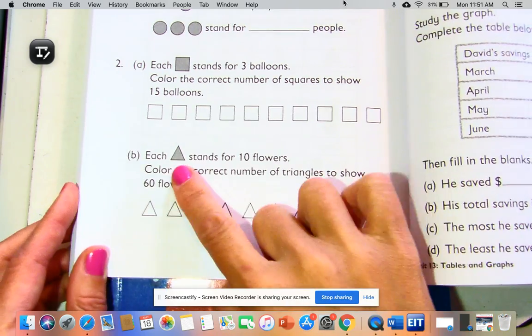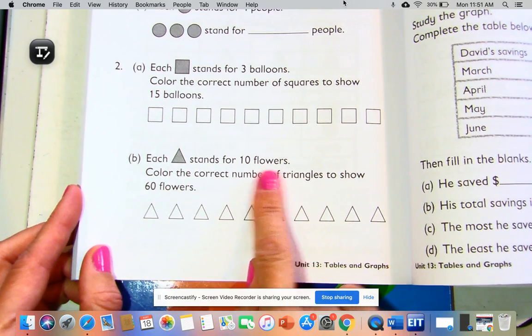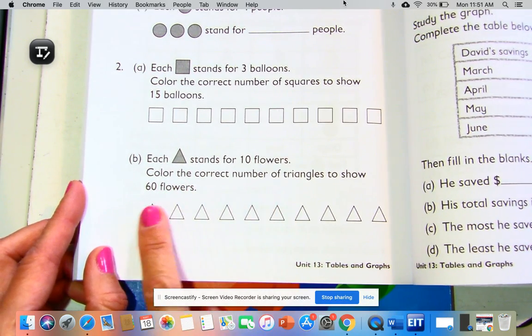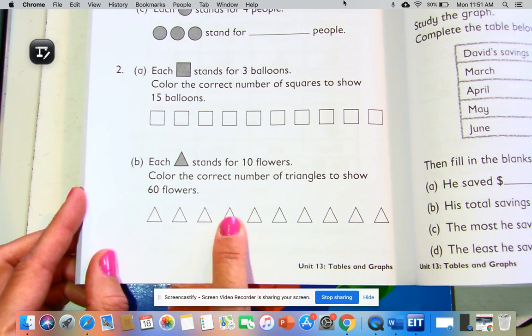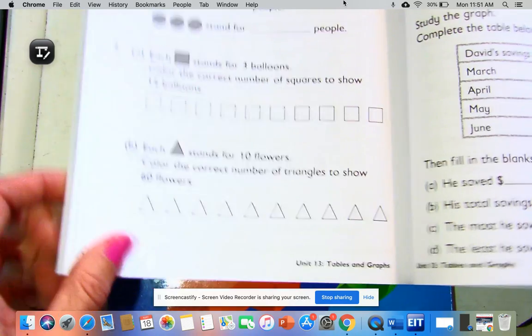And let's see, if each triangle stands for 10 flowers, color the correct number of triangles to show 60 flowers. Ooh, so that would be 10, 20, 30, 40, 50, 60, right?